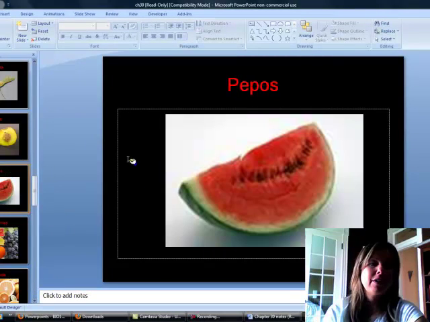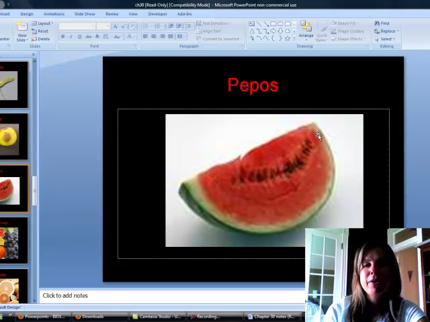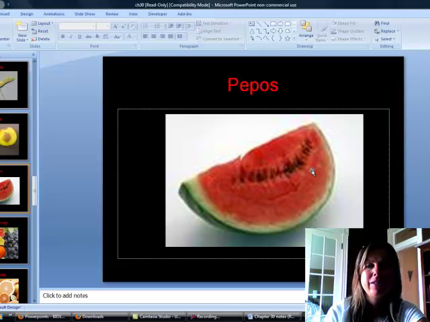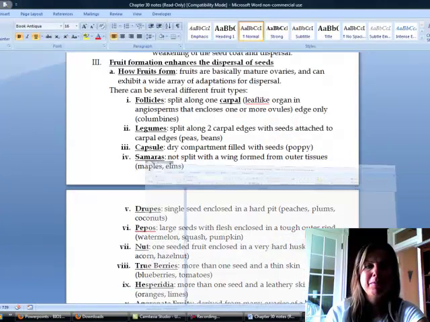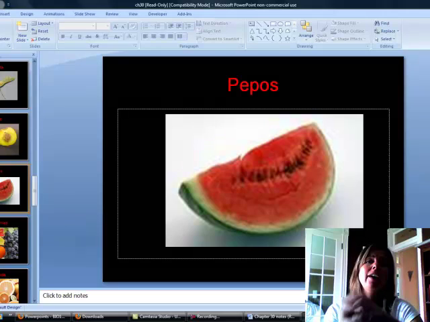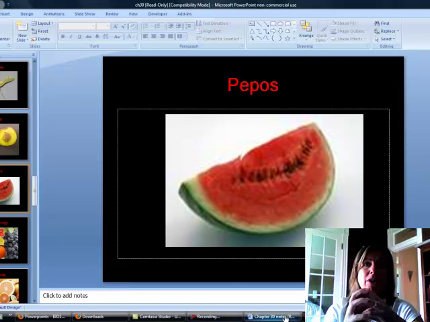Okay, next one is called a pepo. A pepo is going to be where there's a hard outer rind, and then there's going to be fleshy fruit inside with lots of pretty big seeds. Watermelon, squash, pumpkins, those are all going to be in the pepo category. All right, next one is going to be a nut. I did not put a picture of that in here, but think of a walnut or a hazelnut. And so it's going to have that hard outer coating, and then when you crack it, the seed or the nut is inside of it.